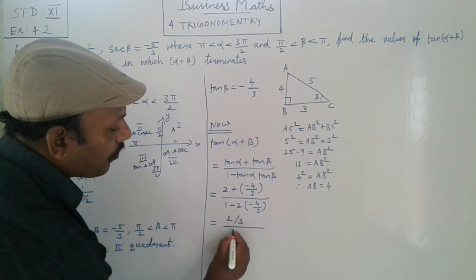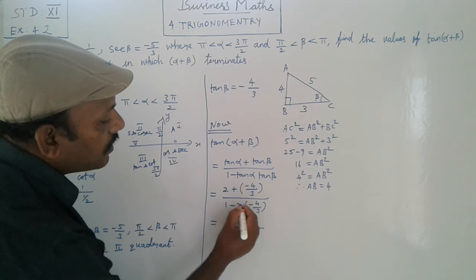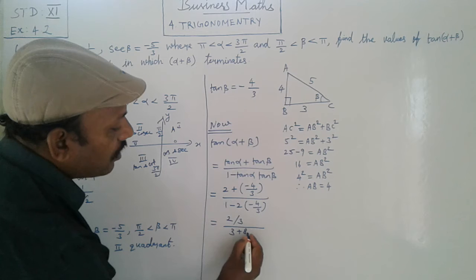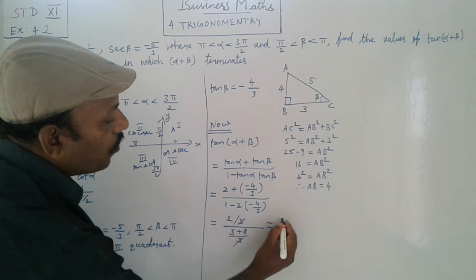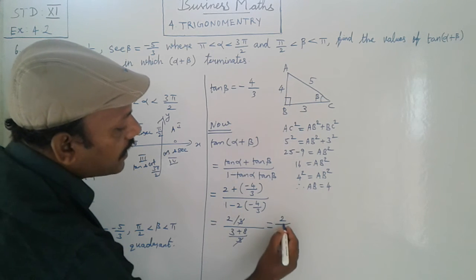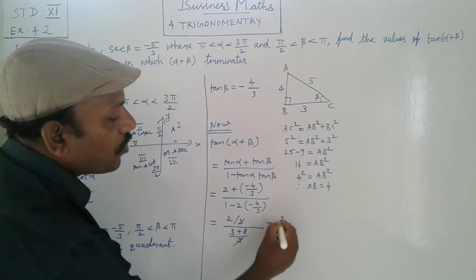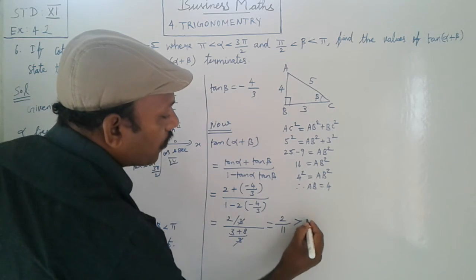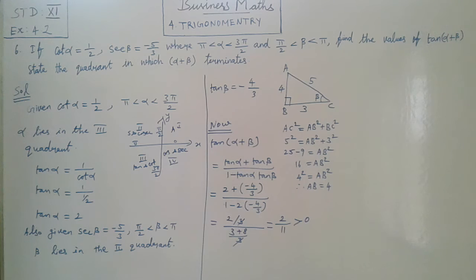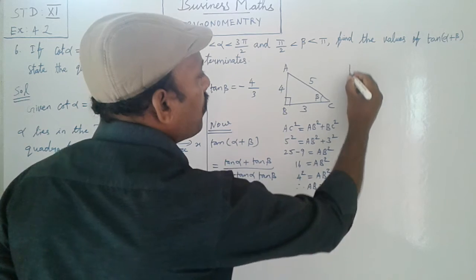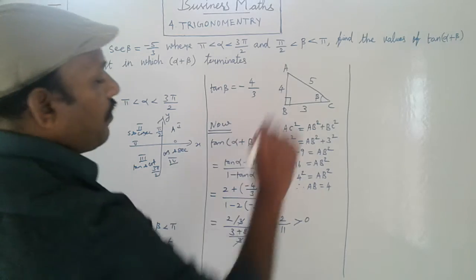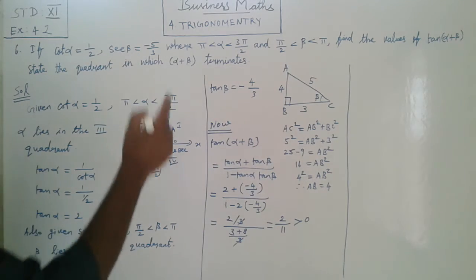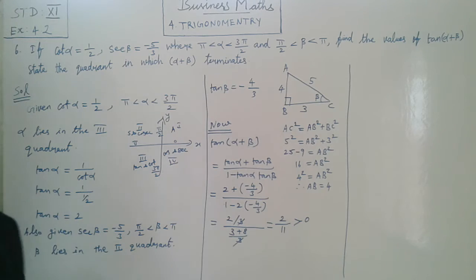For the denominator: 1 minus 2 into minus 4 by 3. Minus into minus is plus, 2 fours are 8, so 3 plus 8 whole divided by 3. The 3s cancel, so 2 divided by 11. It is a positive value, greater than 0. So tan of alpha plus beta is 2 by 11.